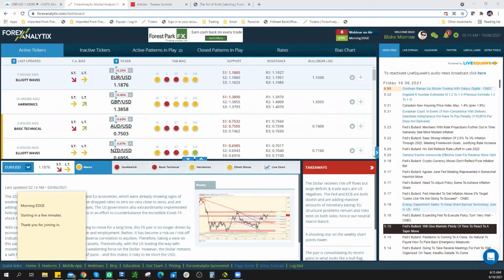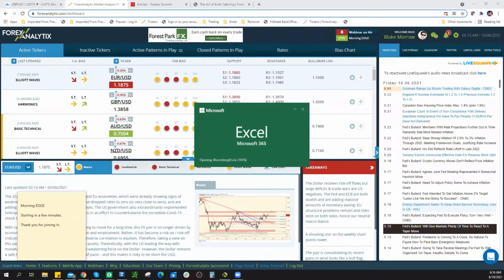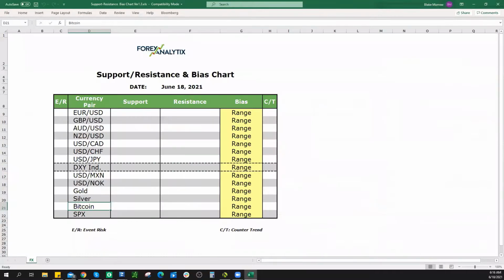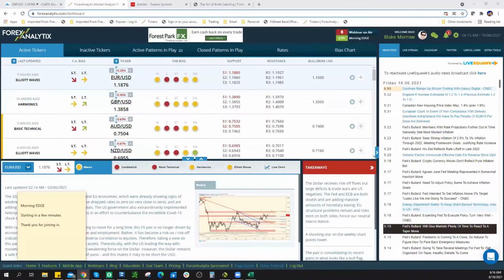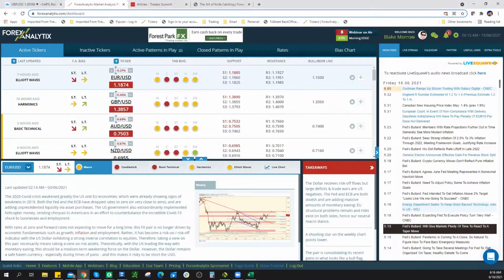And for those of you in the chat room, Eric is in. I don't see the professor all that often. It's tough when you're a teacher, you've got to deal with the kids. It's good to see him here. He hasn't been in here for a while, and Eric has been in our community for a long time, a special friend of the ForexAnalytix family. I'll just call him that, and I love having him in there.